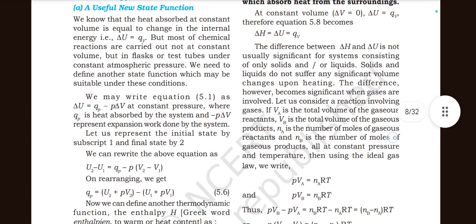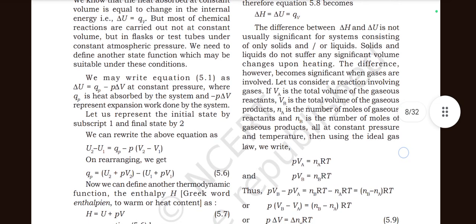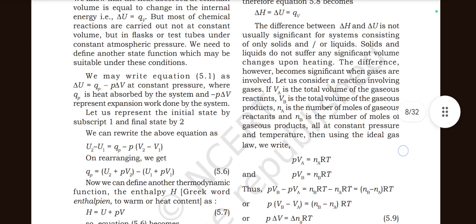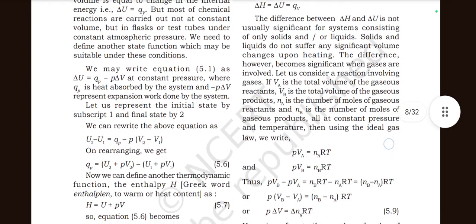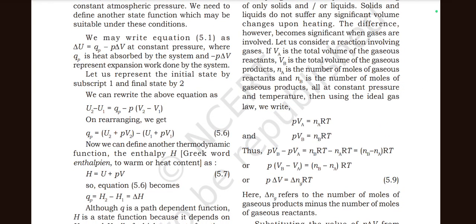Let us represent the initial state by subscript 1 and the final state by 2. We can rewrite the above equation as U2 minus U1 is equal to Qp minus P (V2 minus V1). On rearranging, we get Qp is equal to (U2 plus PV2) minus (U1 plus PV1). Now we can define another thermodynamic function, the enthalpy H, from the Greek word enthalpien, meaning warmth or heat content. H is equal to U plus PV. So the equation becomes Qp is equal to H2 minus H1, which is equal to delta H.